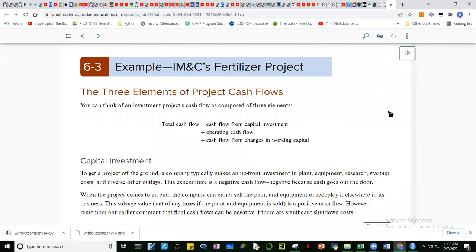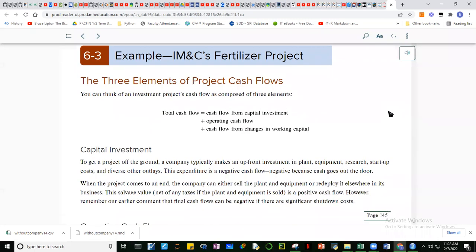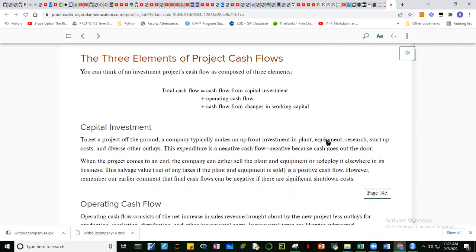Okay, ito. Ito guys, ito yung importante sa atin. Yung 3 elements of project cash flows. So kasi ang binibigay ko sa inyo yung resulta ng cash flows, no? Yung final values na. Pero how is it computed? So there are 3 main parts of the projected cash flows. Number 1, cash flow from the capital investment, yung initial investment. Number 2, cash flow from the results of the operations, yung operating. Number 3, cash flow from changes in working capital.